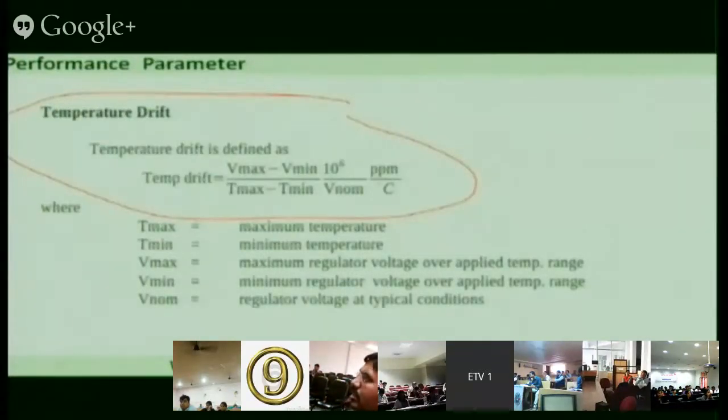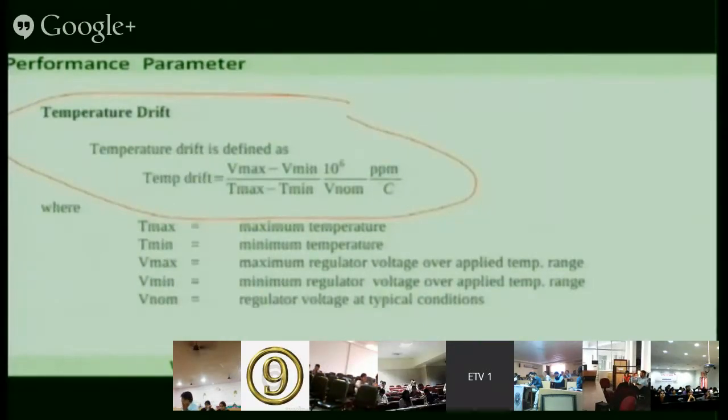Vmax minus Vmin, this is the change in voltage, divided by the change in temperature, Tmax minus Tmin. So this is the maximum regulator voltage over the applied temperature range, and this is the minimum temperature and maximum temperature range. You take the difference of these two and divide by V nominal, the nominal voltage. That is the voltage at typical condition, at room temperature of 25 degrees centigrade.